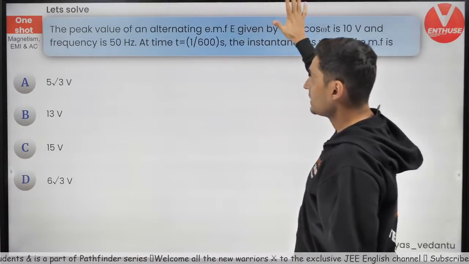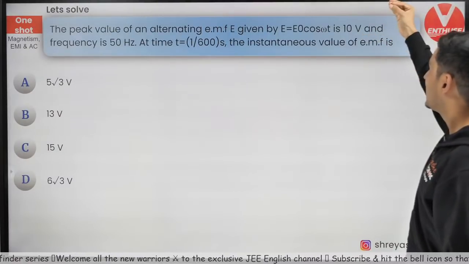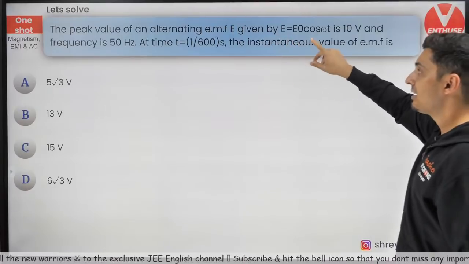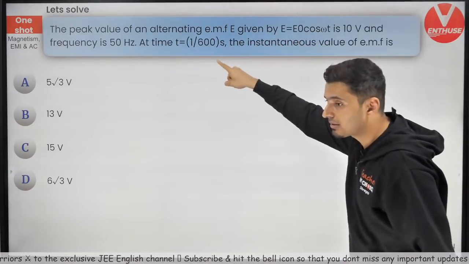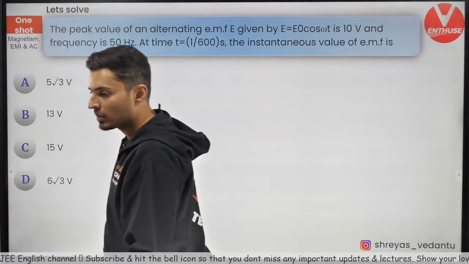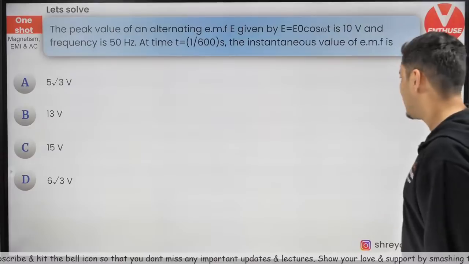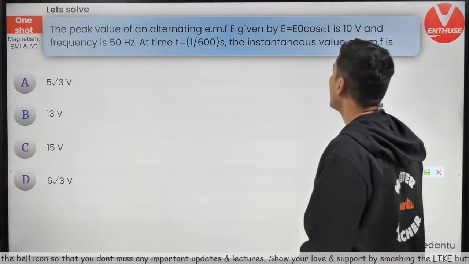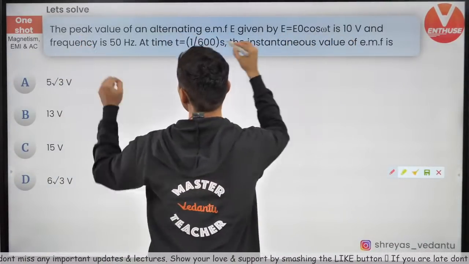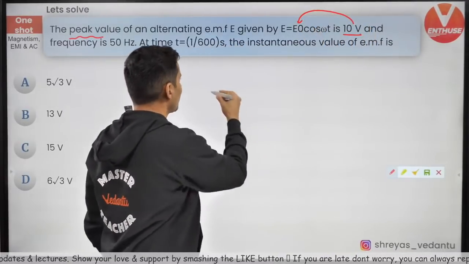Let's do this. The peak value of alternating EMF is given by E naught cos omega t, and the peak is 10 volts. The frequency is 50 hertz. At 1/600th of a second, how much is the instantaneous value of the EMF going to be? Let's try to solve this question. The EMF is given by this value. It's clearly mentioned that 10 volts is the peak value. So that means E naught is 10.